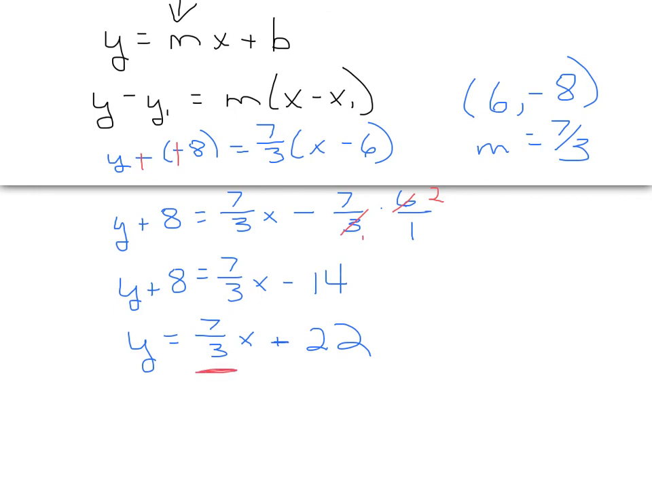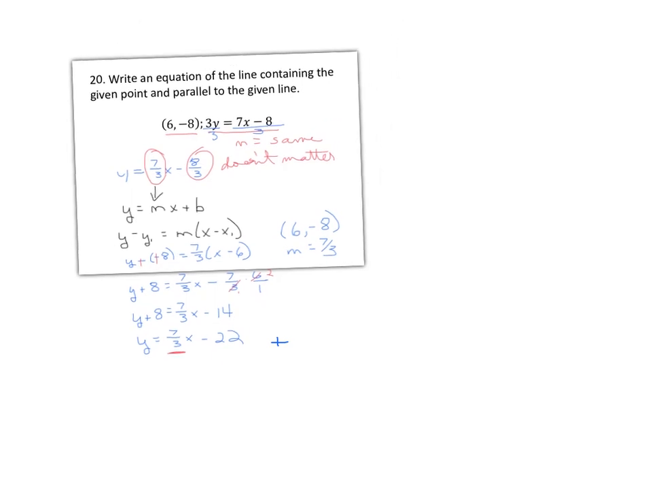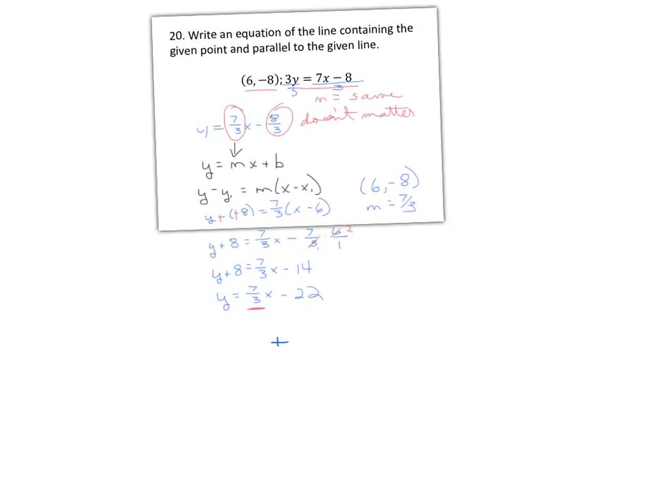Now we have it in y equals mx plus b format. The slope is the same as we had for our original problem, 7/3. And the y-intercept, negative 22, is different, which you would expect because it's not the same line. So instead of being negative 8/3, it is now negative 22. And that line that we've just come up with is our answer.